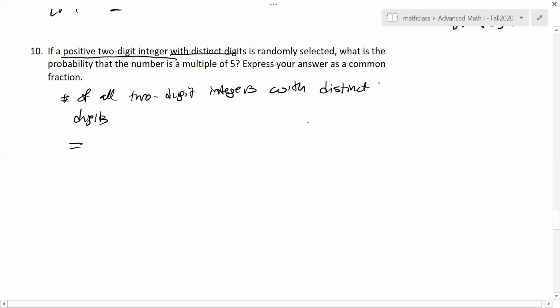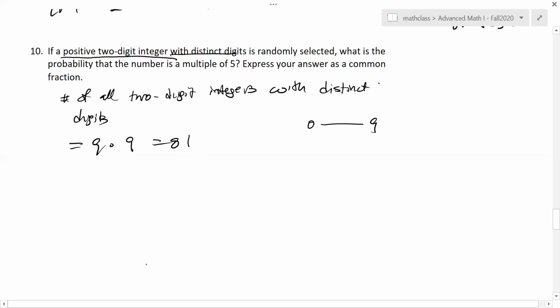The digits can be from 0 to 9, but the first digit cannot be 0, so you have 9 choices. Then, because the digits cannot be the same, one digit is already selected, which is not equal to 0. That's okay. Then there are 9 digits left, and you can choose one of the 9. So you have 9 times 9, which is 81 such integers.